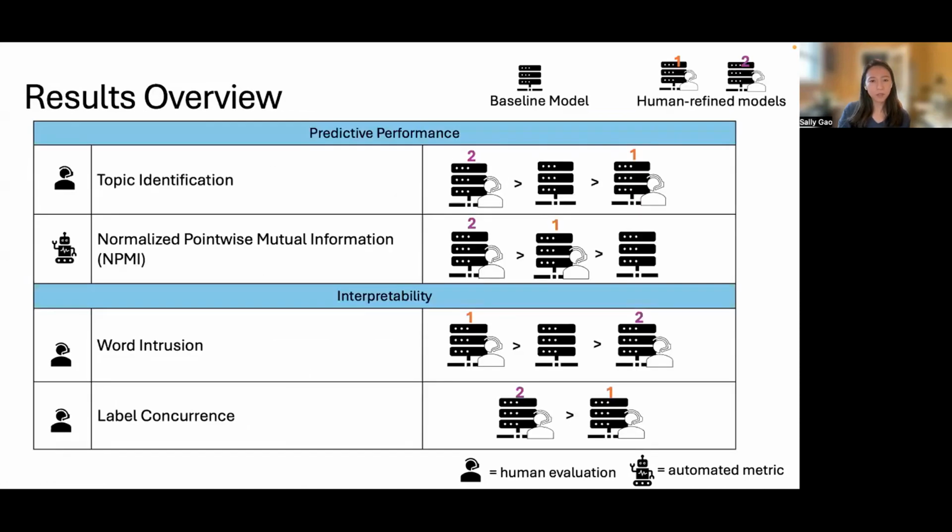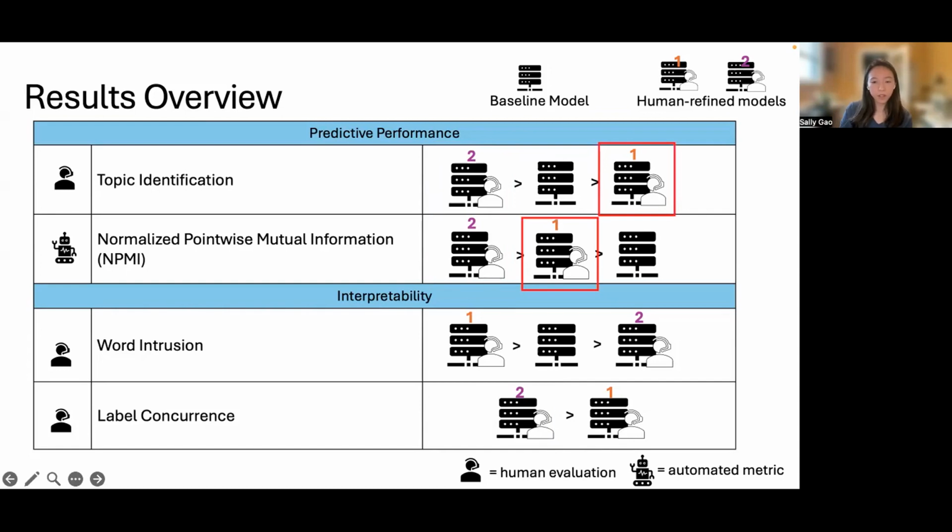This table summarizes the result of each evaluation approach by ranking the models from best to worst from left to right. We found that overall, one of our two human refined models, which we refer to as Model 2, performed the best, especially on measures of predictive performance.